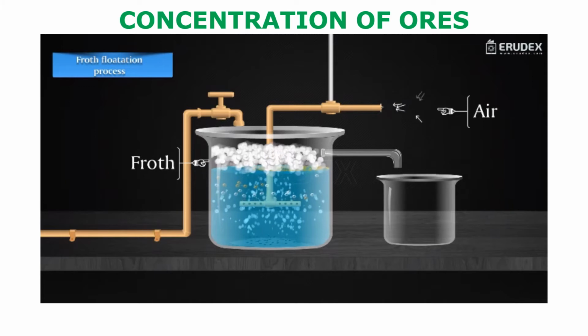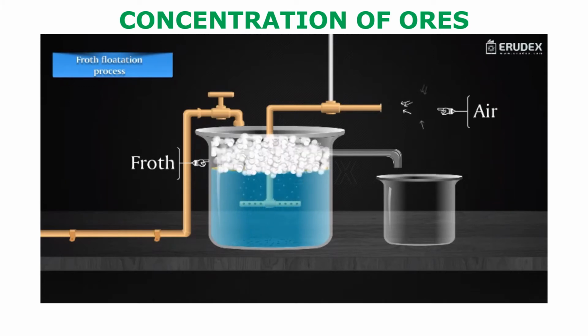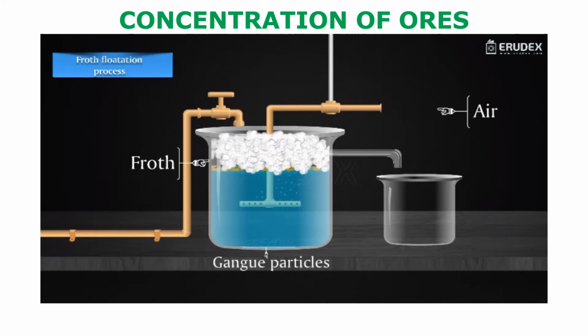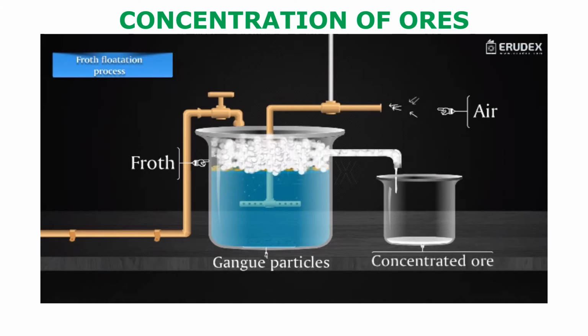It floats as a scum which is skimmed off. The gangue particles settle down, being heavier. The froth is transferred into another tank and thus concentrated ore is obtained.